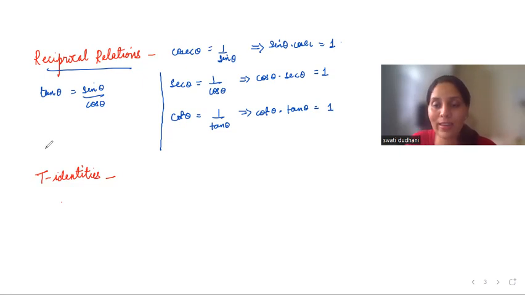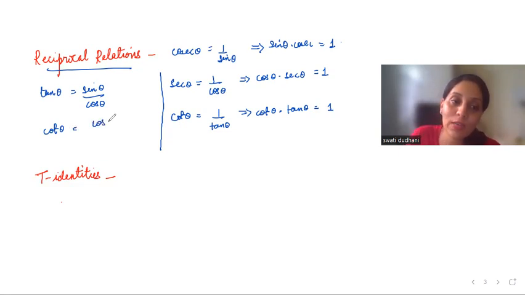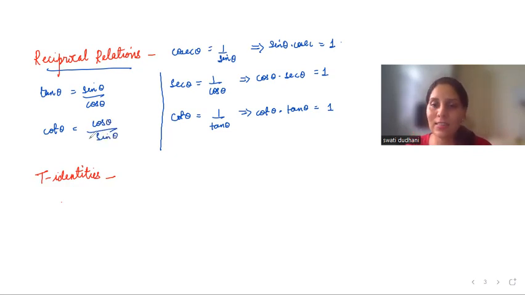So this is how you can get tan theta. And cot theta, since we know tan and cot are reciprocals of each other, cot theta is going to be cos theta by sine theta. So these are the reciprocal ratios. Overall, you just need to remember sine and cos, and the other four can be written from sine and cos. I hope it's clear.